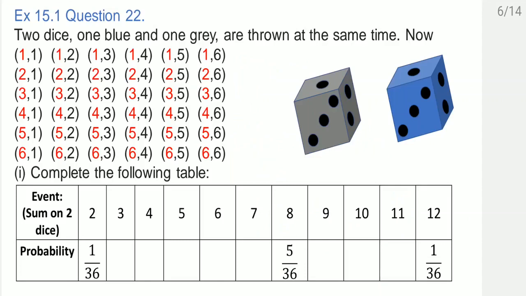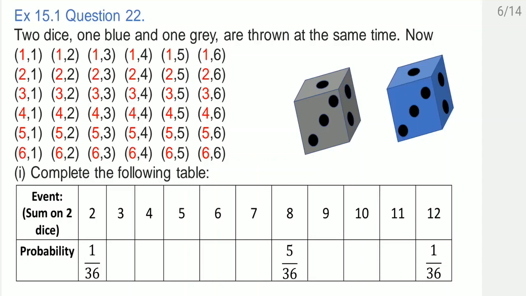Question number 22. Two dice, one blue and one grey. See here, two dice I have shown you here are thrown at the same time. So when we throw two dice simultaneously, we get 36 outcomes, right? Now see here, this red color, this number is shown on the first die and this black color numbers are shown on the second die. Okay, so this one is the first outcome when you throw two dice together. So how many outcomes are possible? 36 outcomes are possible. So remember, whenever we throw two dice together, we get 36 outcomes.